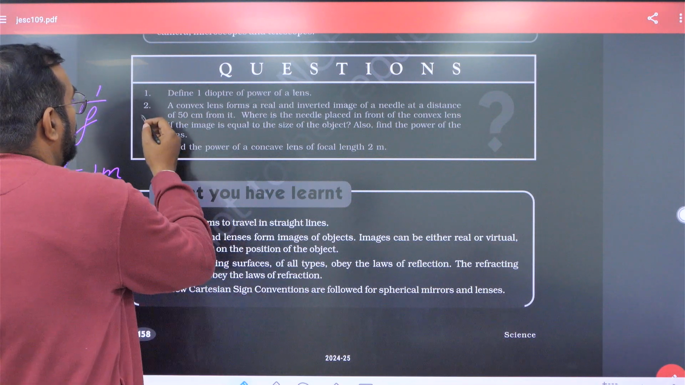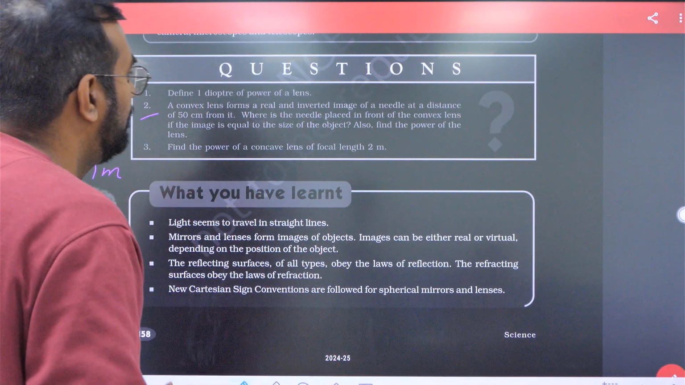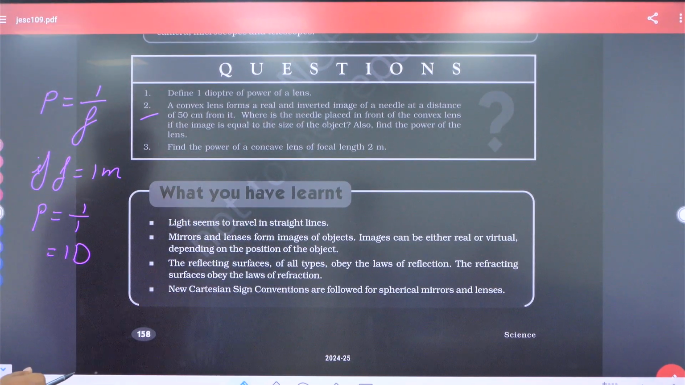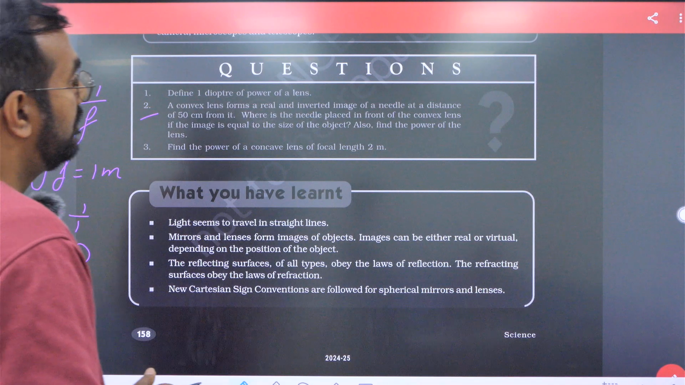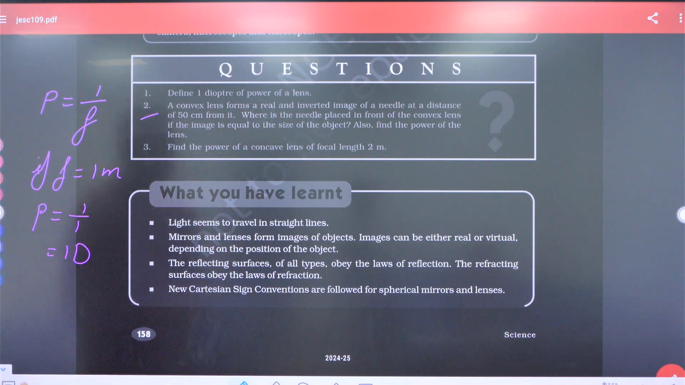Now, next question. A convex lens forms a real and inverted image of a needle at a distance of 50 cm from it. Where is the needle placed in front of the convex lens if the image is equal to the size of the object? Also find the power of the lens.